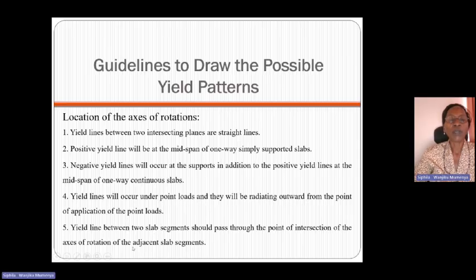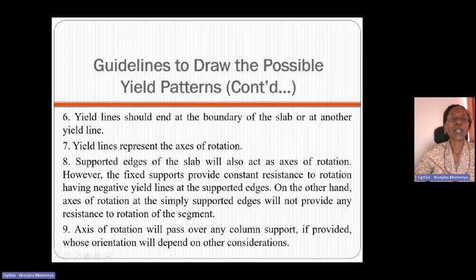Number 5, yield lines between two slab segments should pass through the point of intersection of the axis of rotation of adjacent slab segments. Number 6, yield lines should end at the boundary of the slab or at other yield line. Number 7, yield lines represent the axis of rotation. Number 8, supported edges of the slab will also act as axis of rotation.